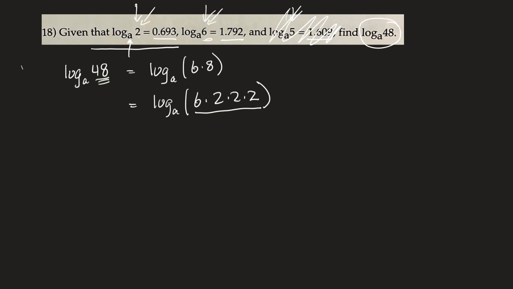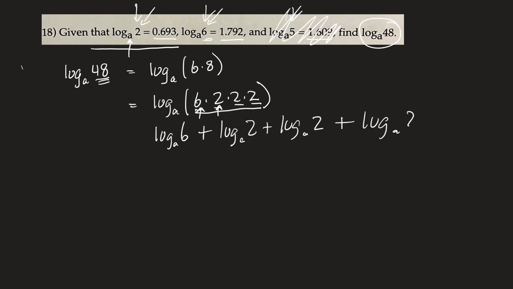So now I need to separate these out, and I can use the product law to do that. So if I'm taking the log of a product, 6 times 2 times 2 times 2, I can separate it all out. So it's log base A of 6 plus log base A of 2, that's out. So I've got those two, plus another log base A of 2, plus another log base A of 2. Okay, so now this log base A of 48 is equal to this thing.